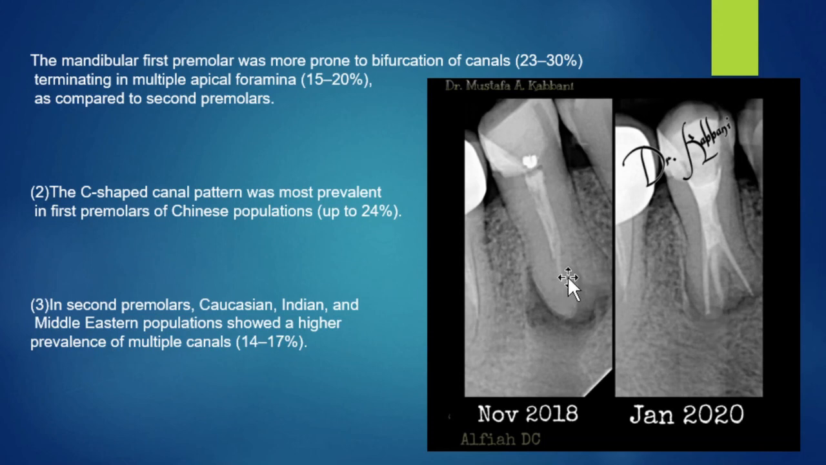So missing canal or untreated canal may cause failure of the root canal treatment. As soon as we treated them, we can see the signs of healing after a year or year and a half.